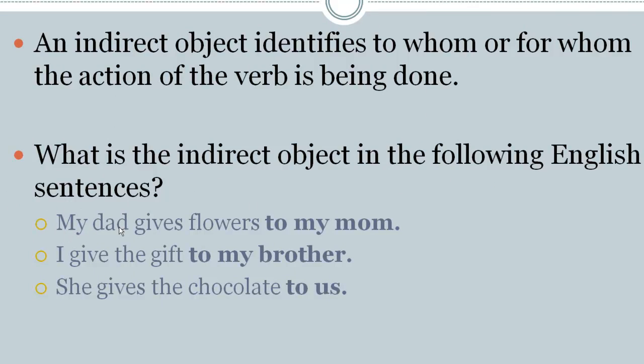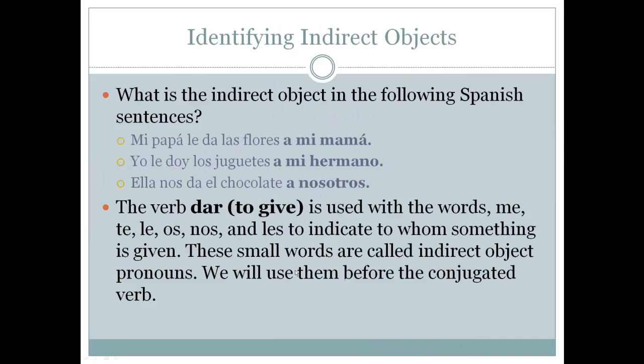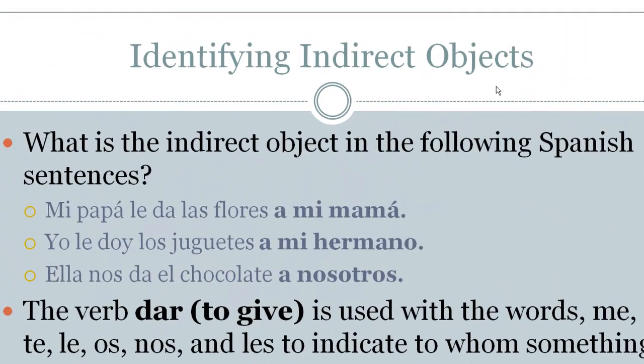My dad gives flowers to my mom. So who's receiving the action? My mom. If it says I give the gift to my brother, who's receiving the action? My brother. She gives the chocolate to us, who's receiving the action? Us. So how do I identify them?